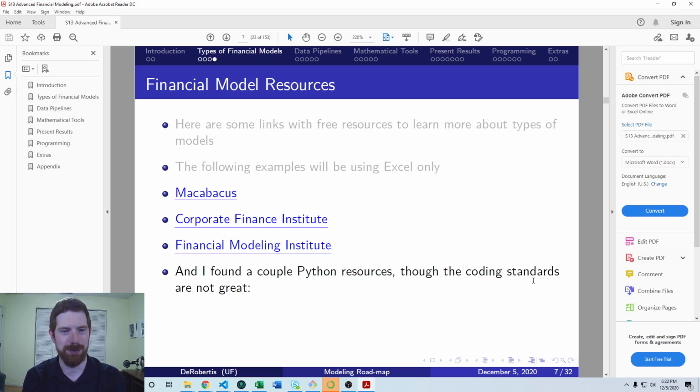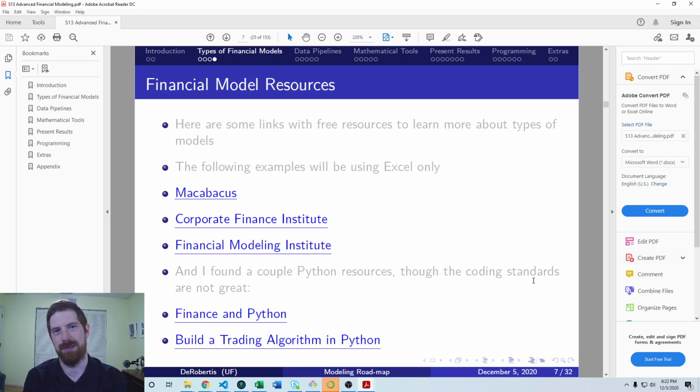I also found a couple free Python financial modeling related resources. What I've seen in these is that they don't tend to have very good coding standards. The authors of these courses certainly know what they're doing. They certainly have good finance experience, but they're maybe not as advanced working with Python, and so don't follow as good of coding conventions as we do in this course.